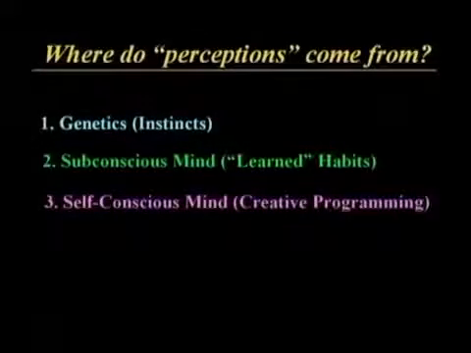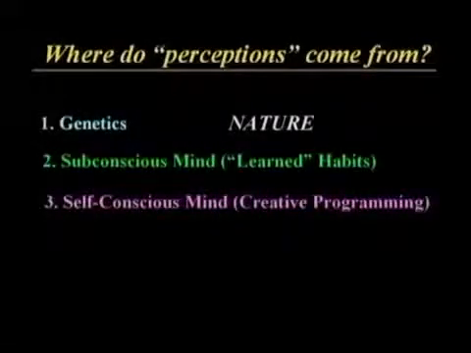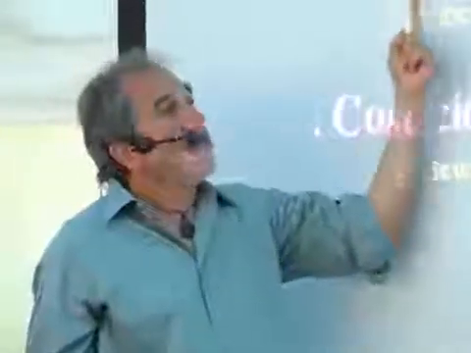The third source of perceptions is the conscious mind, which is different than the subconscious mind. The subconscious mind is learned habits. The conscious mind is creative programming. We talk about genetics because you were born with that as nature. It's in your nature to pull your hand out of the fire. But the subconscious behavior is learned, so it's based on experience, and it's called nurture.